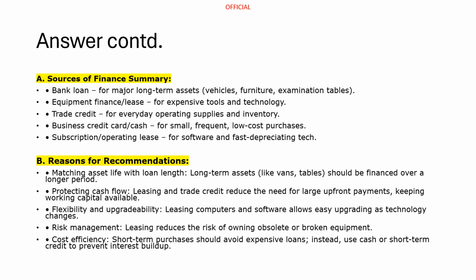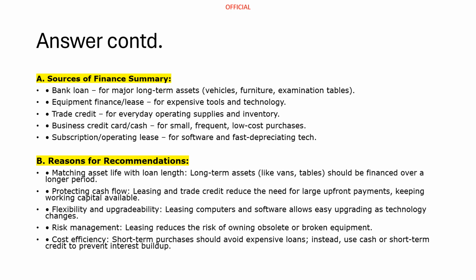So question B is the reasons for recommendations, which are matching asset life. The recommendations for the assets and the source of finance are matching asset life with the loan length. For example, long-term assets like vans and tables should be financed over a longer period, not through the overdraft, because you have to pay back the overdraft soon while you can use the assets for longer as non-current assets.